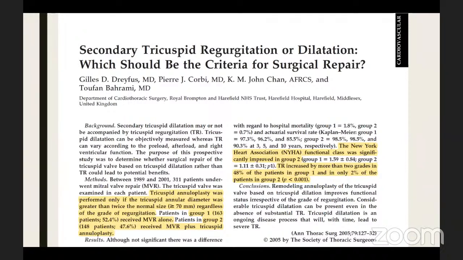In terms of results, what they found was not a huge difference in hospital mortality or the survival rates, but the NYHA functional class was significantly improved in group 2, who underwent the annuloplasty. And also they found that the TR increased by more than 2 grades in 48% of the patients in group 1 and only in 2% of the patients in group 2, with a significant p-value of less than 0.001. So they concluded that remodeling annuloplasty of the tricuspid valve based on tricuspid dilation improves functional status irrespective of the grade of regurgitation, and that considerable tricuspid dilatation can be present even in the absence of substantial TR. Tricuspid dilatation is an ongoing disease process that will, with time, lead to severe TR.